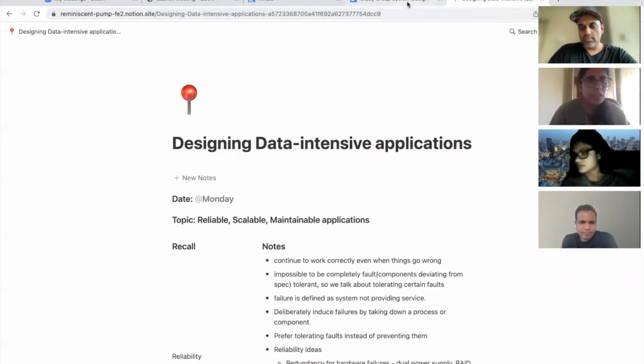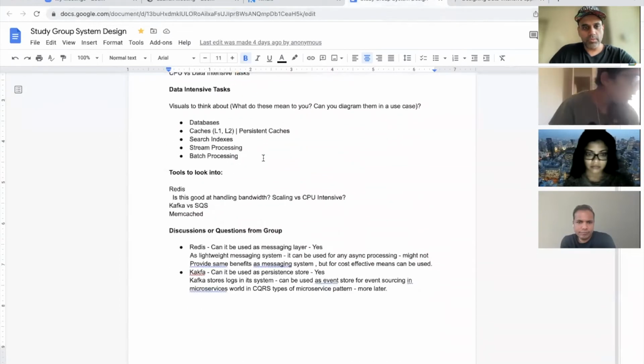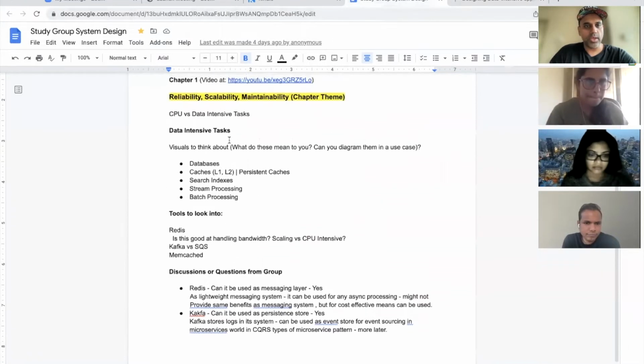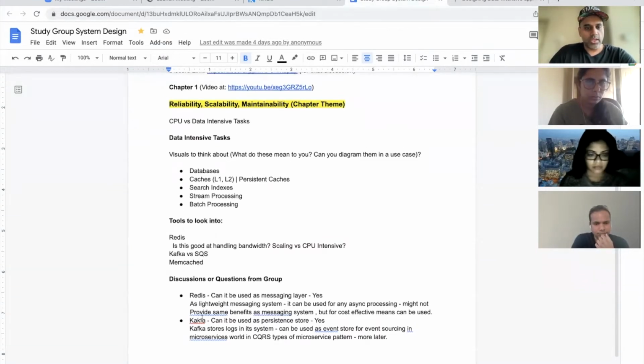Yeah, so let's continue. Last time we paused at tools to look into: databases, caches, search and this. I don't think we actually talked about these yet. We spent a lot of time talking about reliability, scalability, maintainability, Redis, Kafka versus SQS, and Memcached. So I think these were discussions that we had from the group.